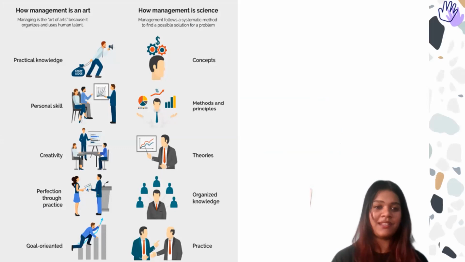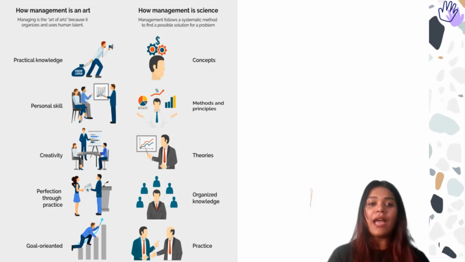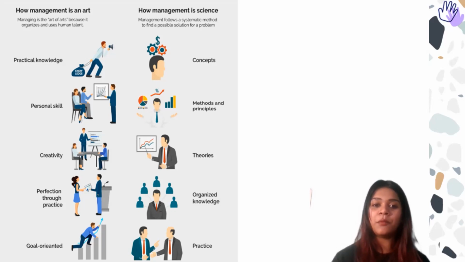Management is an art as well as a science. Why? How is management an art? As you can see in the slide, it's written that management is the art of arts because it organizes and uses human talent. And how is management a science? Because it follows a systematic method to find a possible solution to a problem, right? In science there are certain principles, laws, theories.